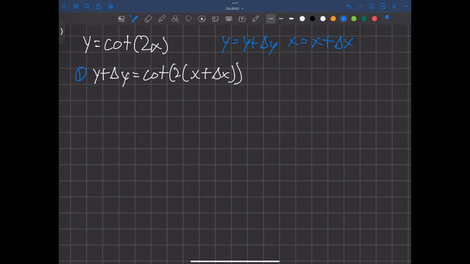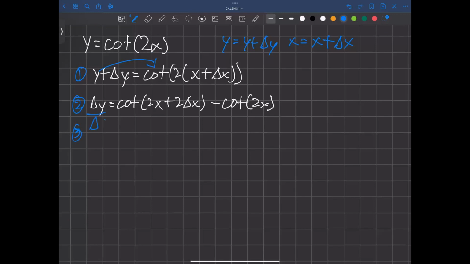Next, the second step would be to solve for delta y. To do that, we just have to transpose y to the right side. That would give us delta y equals cotangent of 2x plus 2 delta x minus y, or cotangent 2x. Next, the third step is to divide both sides by delta x. That would be the third step done.